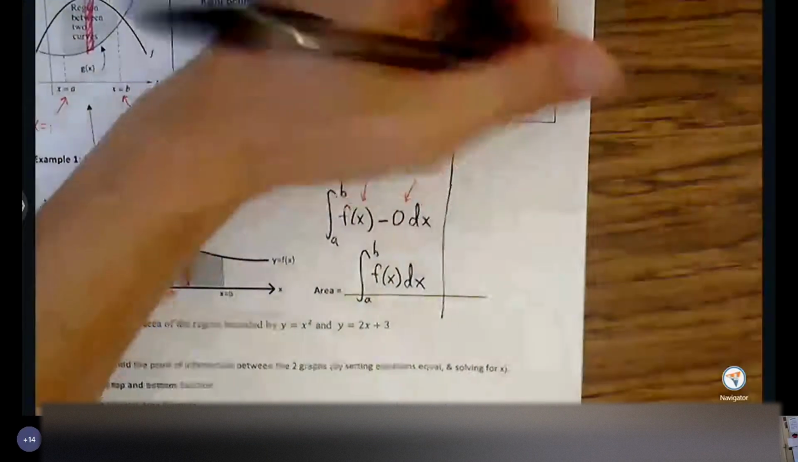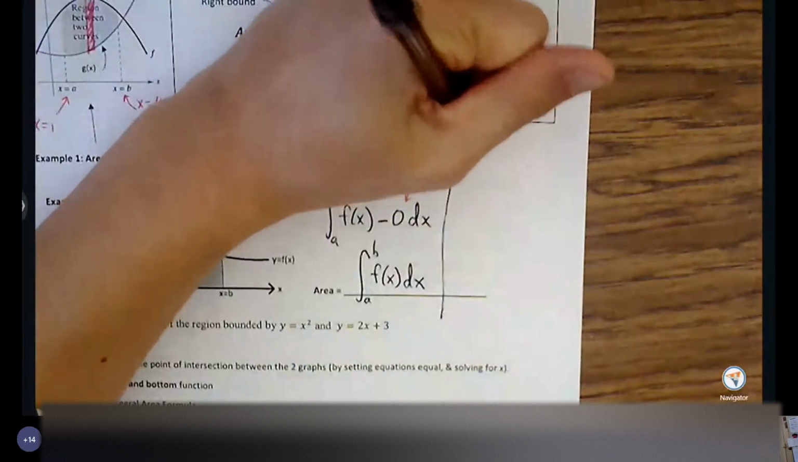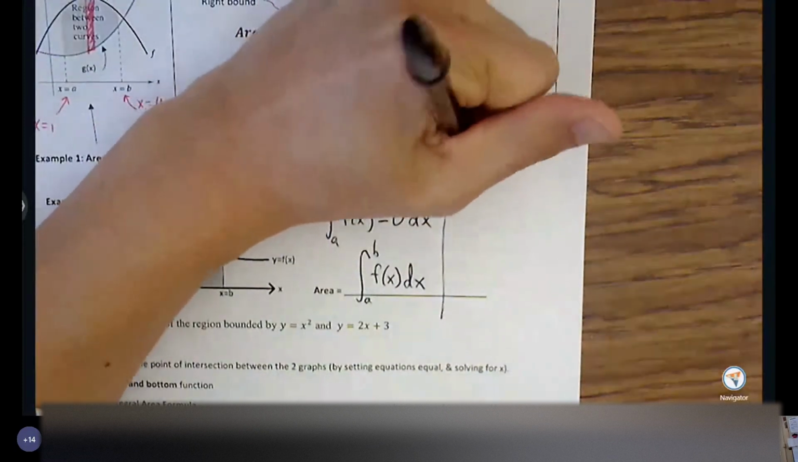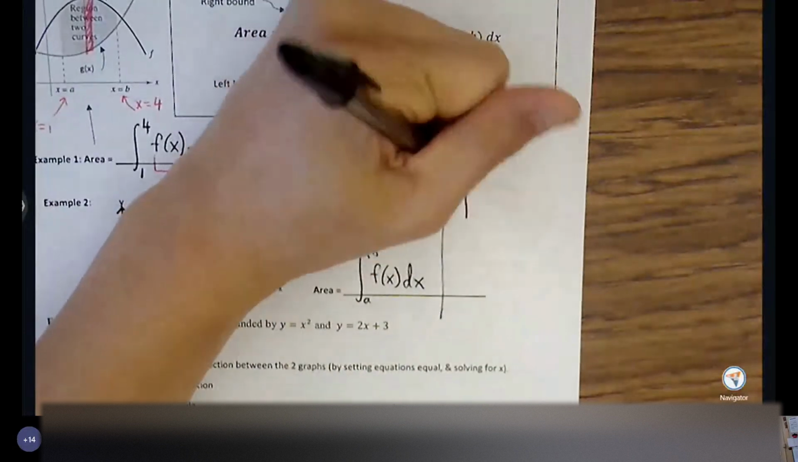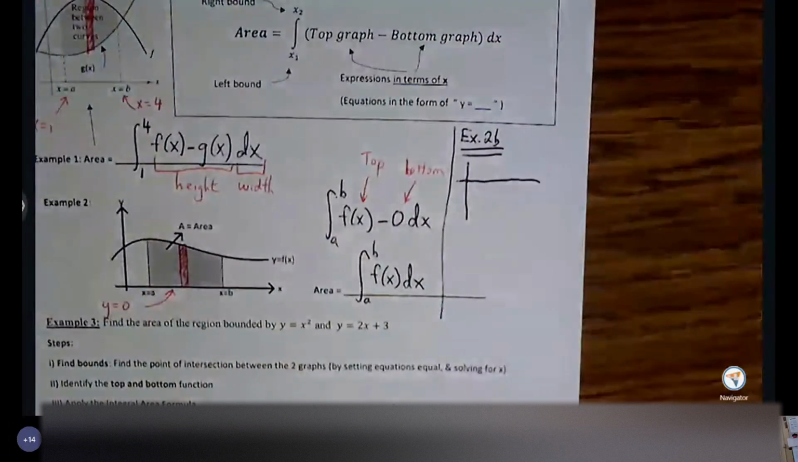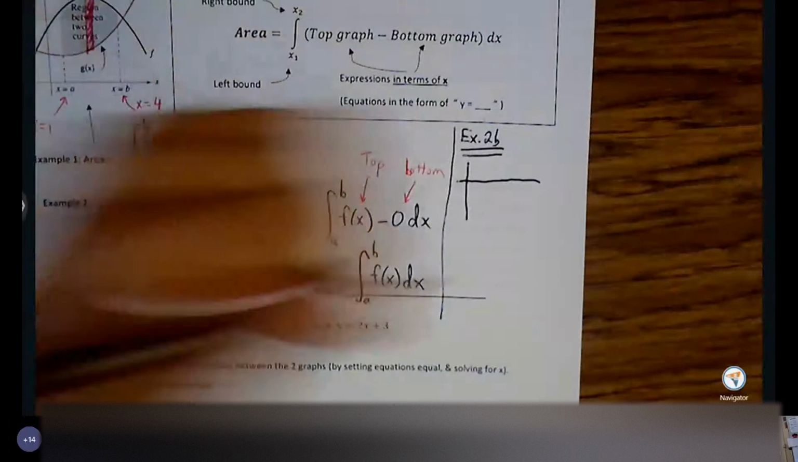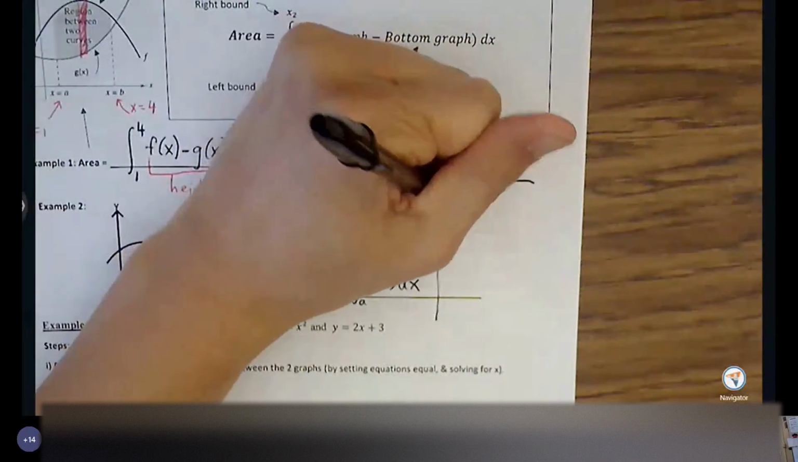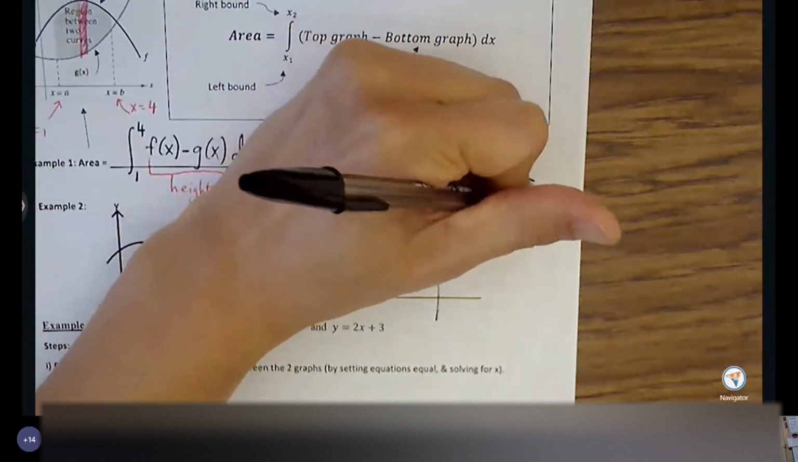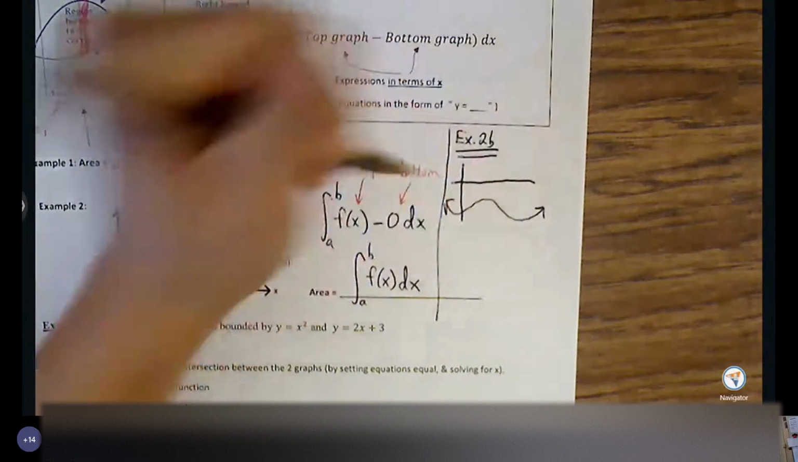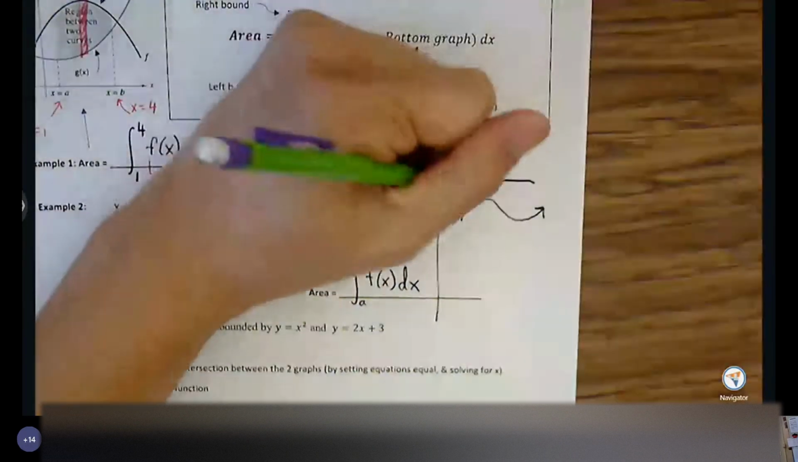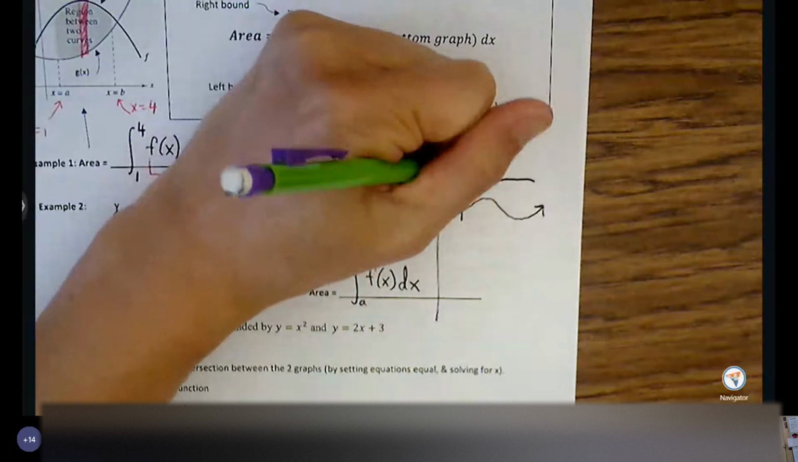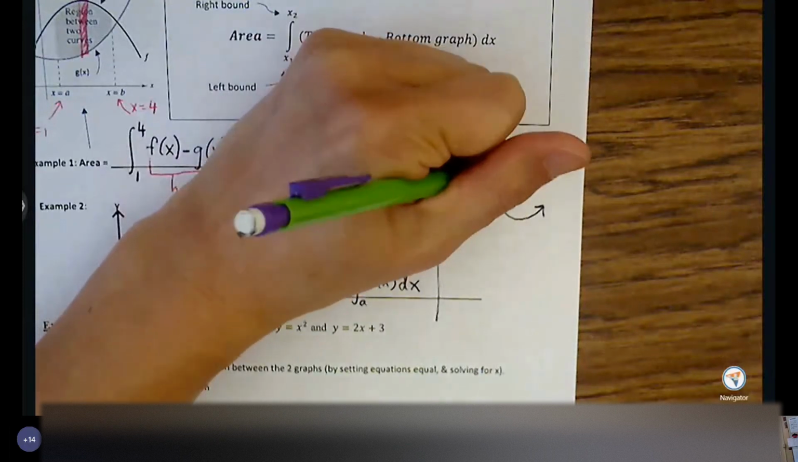But I want to give another quick example here. Let me call this example 2b. Let's say I had a graph that looked like this. Okay, there's my x and y axis, and let's say I had a graph that was below the x-axis, and I wanted to find the area of a shaded region between, let's say, 1 and 3.